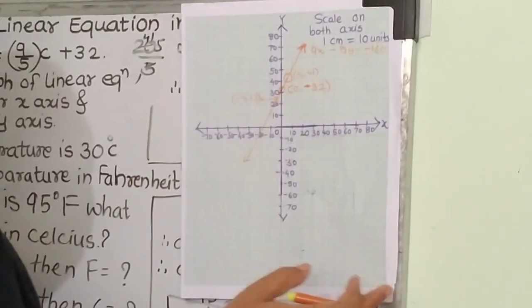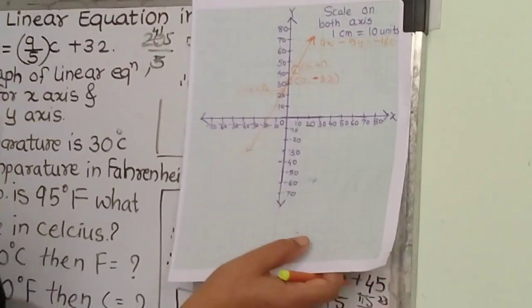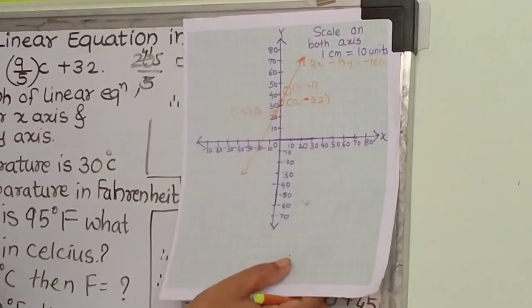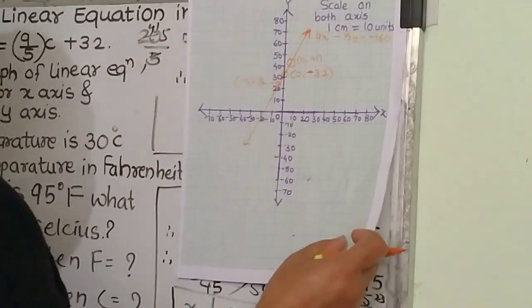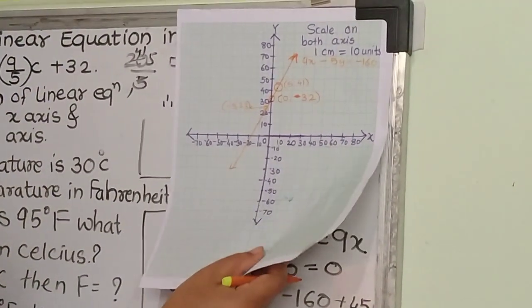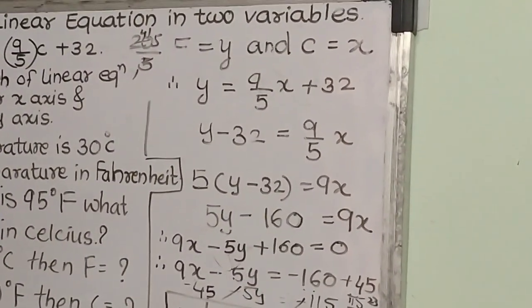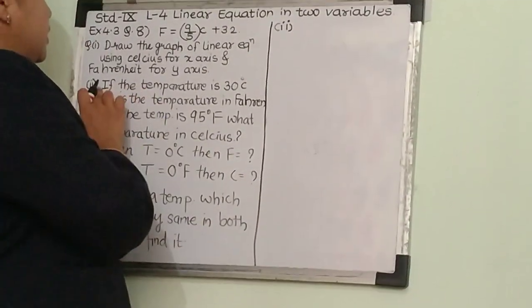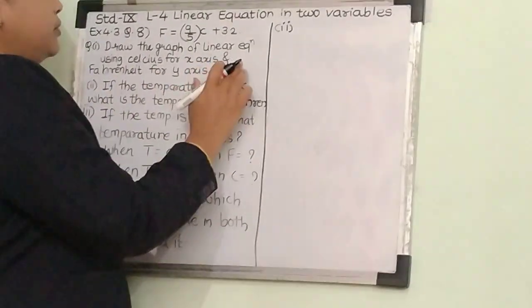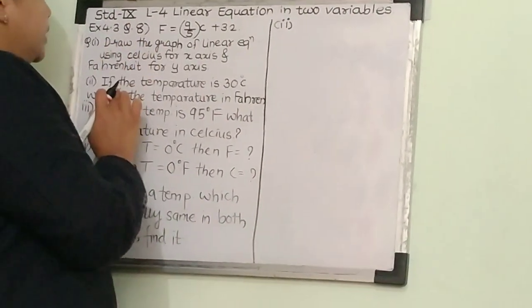Now we are going to start our second question. So I will start to solve the remaining questions of this. I am going to remove this graph. So let us now see here the second question. The first question we have already done, that is to draw the graph of the linear equation.